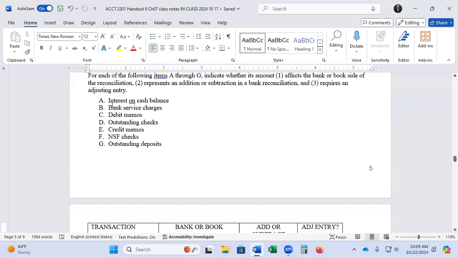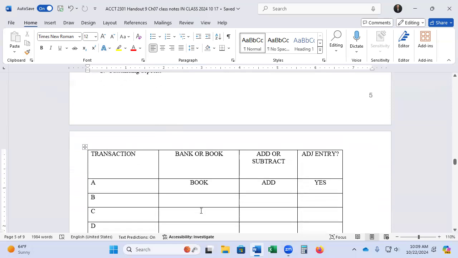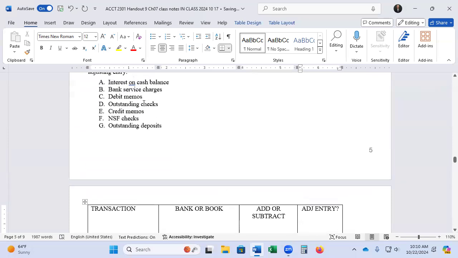The first one that we're going to start with is bank service charges. And when you think about what do I need to adjust, you think about where did I get the information. So I got the information from my bank statement, right? So that means I would have to adjust the book. And of course, because they're service charges, these are fees. And so we would have to subtract from our cash balance. And because it is made to the book, every time we have a book entry, we have an adjusting entry.